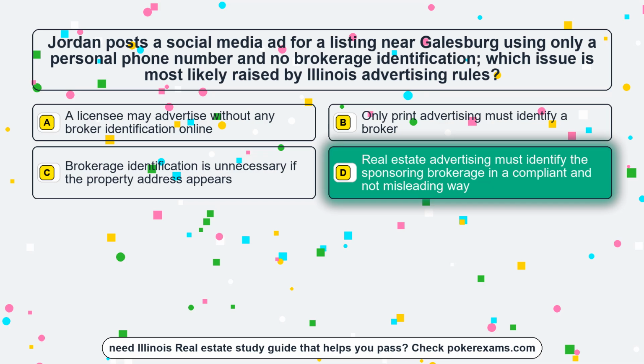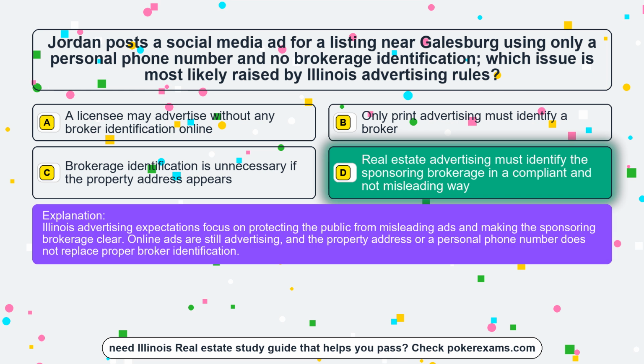The correct answer is option D. Real estate advertising must identify the sponsoring brokerage in a compliant and not misleading way. Illinois advertising expectations focus on protecting the public from misleading ads and making the sponsoring brokerage clear. Online ads are still advertising, and the property address or a personal phone number does not replace proper broker identification.